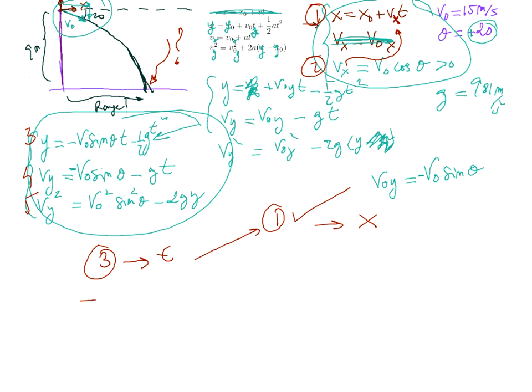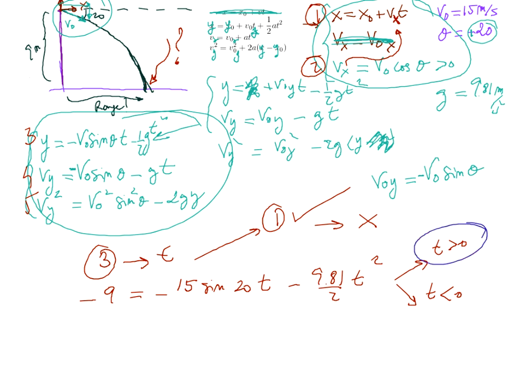Therefore, equation 3 will become negative 9 is equal to negative 15 sine of 20 times t minus 9.81 divided by 2 times t squared. That's obviously a quadratic. We're going to solve for this and obtain 2 solutions. One will be positive, the other one will be negative. We're going to keep the positive solution for time, always positive, and we're going to plug it into our x equation.